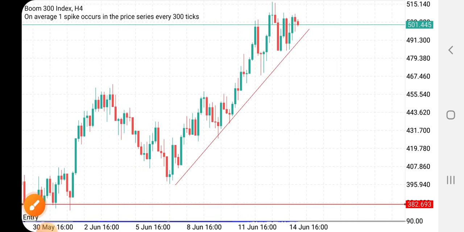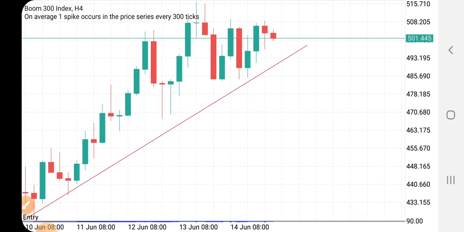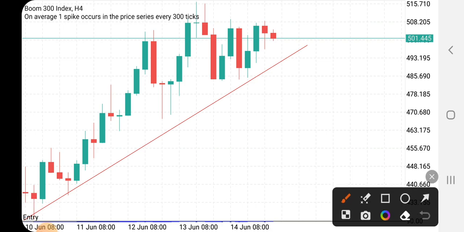Now the current price on the 4 hours, you can see we have this particular candle, we have this, this, and this.